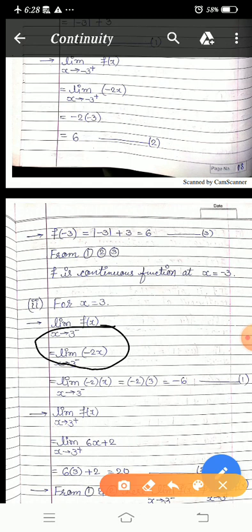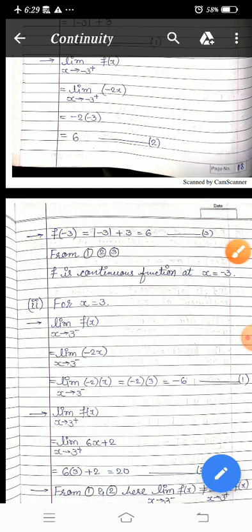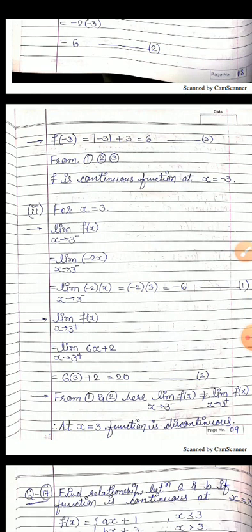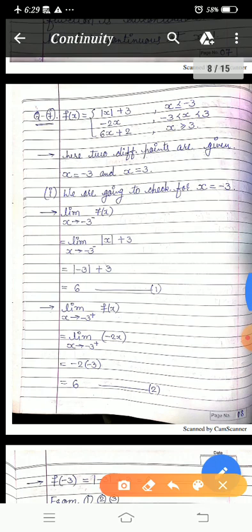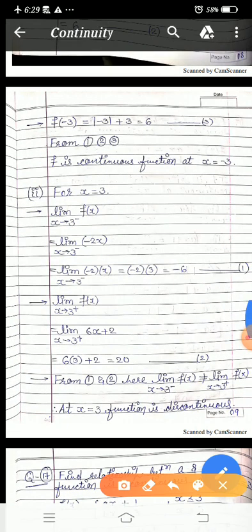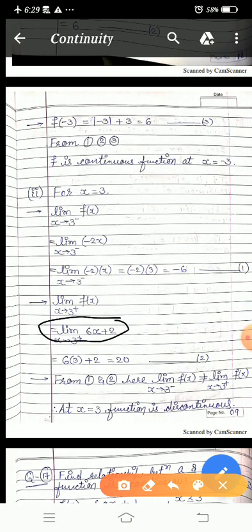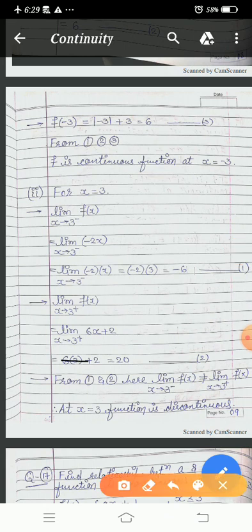Minus 2 will be as it is, and the value of x will be 3 here, so the answer will be minus 6. Give that equation number 1. Now whenever we take the right hand side limit, that means the value of x tends to 3 plus, which function do we need to take? For 3 plus, the last function is 6x plus 2. By putting that function over here, it will be limit x tends to 3 plus of 6x plus 2, and instead of x, whenever we put 3, the answer will be 6 threes are 18 plus 2, that equals 20.